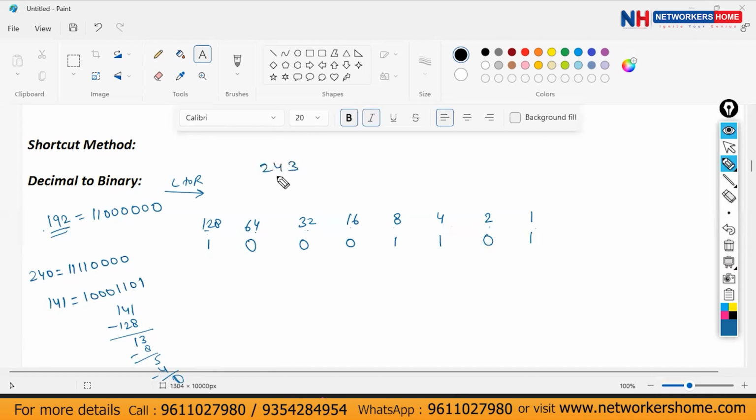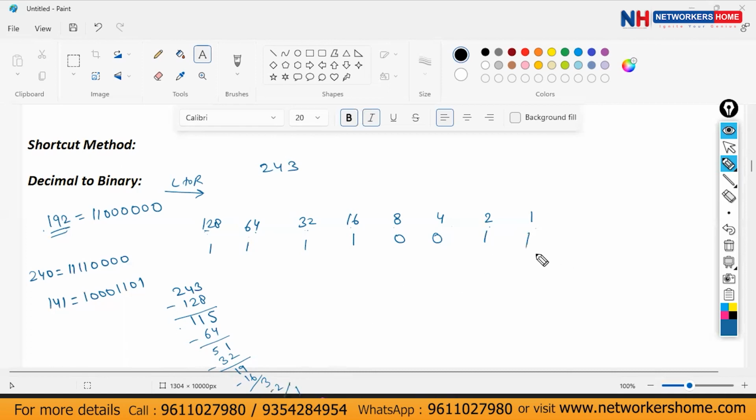Let's take one more example, 243. If you calculate this, compare with 128. 128 is smaller. Subtract. What will be the value? 115, I guess. If you compare 115, 64 is still smaller. Write 1 and subtract 64. Then what will be the value? 51. Correct. Compare with 32. Smaller. Subtract 32. What will be the value? 19. Compare with 16. 16 is smaller, and subtract 16. What will be the value? 3. Now compare 3 with 8, larger, so 0. Compare 3 with 4, 0. Compare 3 with 2, smaller, so write 1 and subtract. And the remaining will be 1. So 1 is equal to 1. So this will be the binary. Is it clear? Online people, clear to everyone?